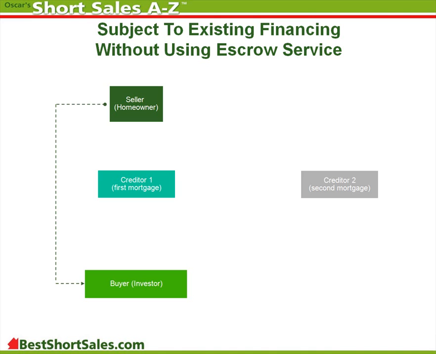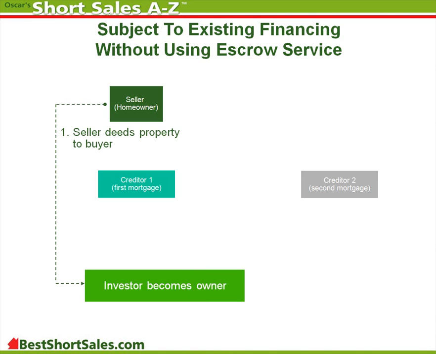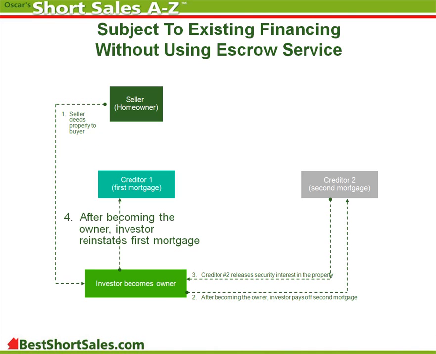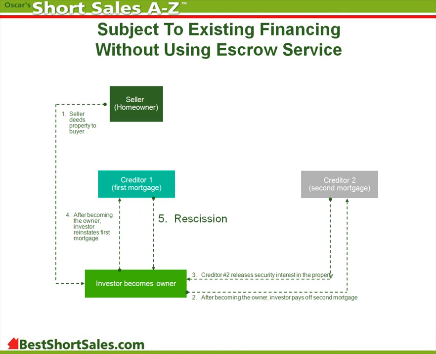The seller directly deeds the property to the buyer. Now the investor becomes the owner. After becoming the owner, the investor pays off the second mortgage. The creditor releases its security interest in the property. Also, after becoming the owner, the investor reinstates the first mortgage. Then the first mortgage rescinds the foreclosure. Now the investor owns the property and the foreclosure is resolved.